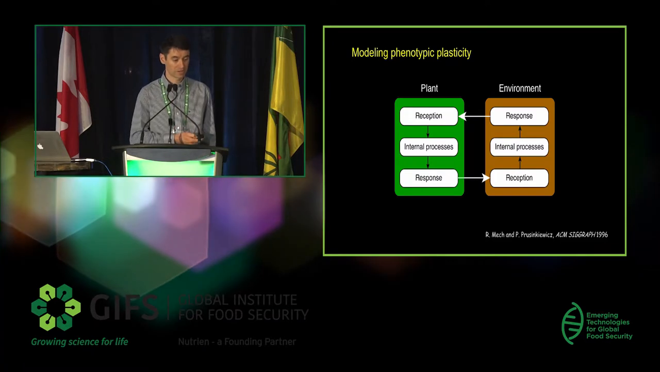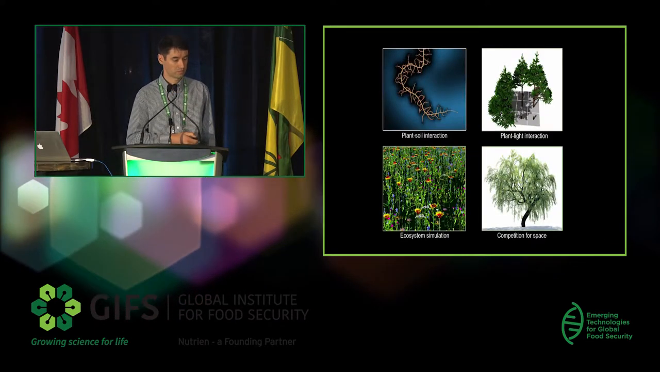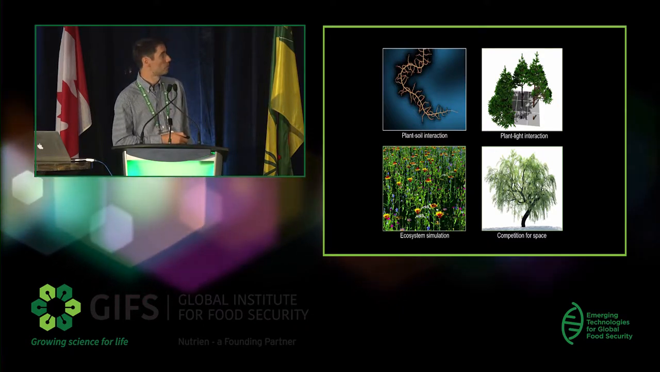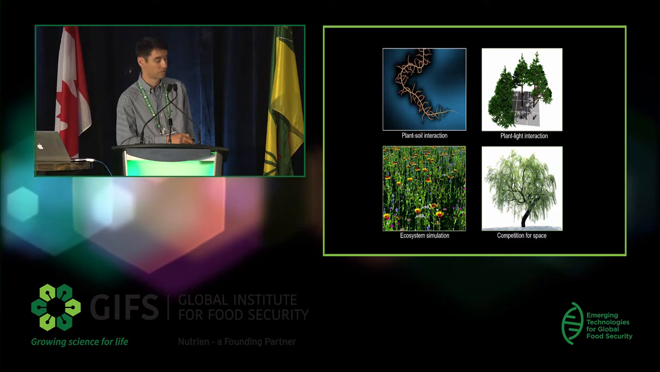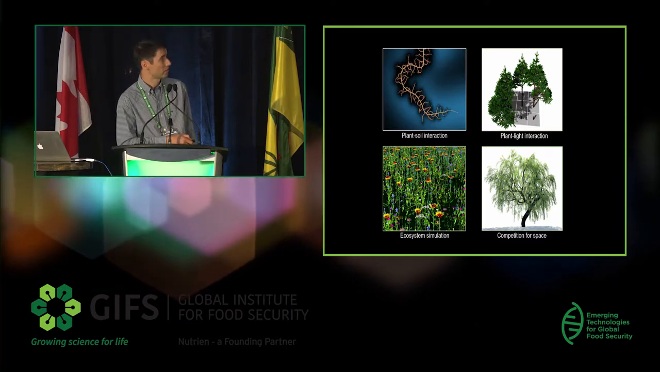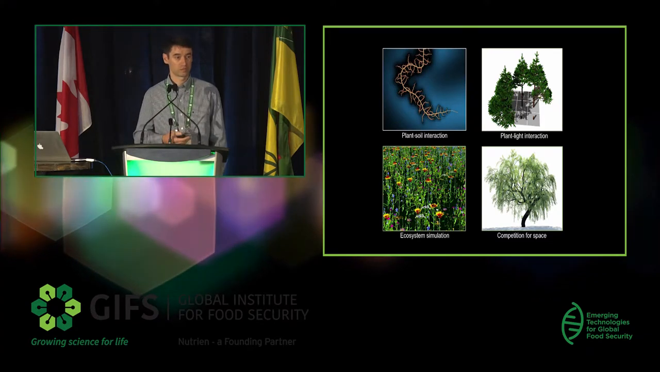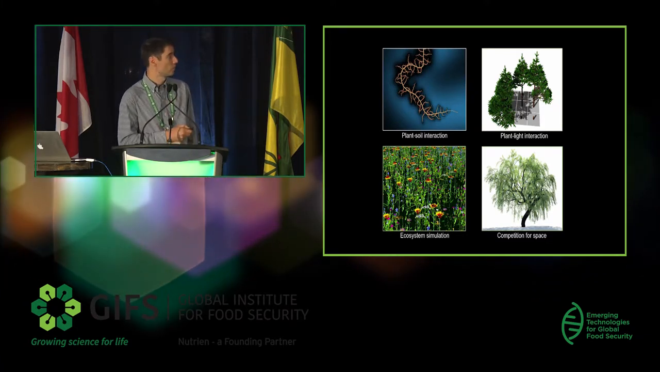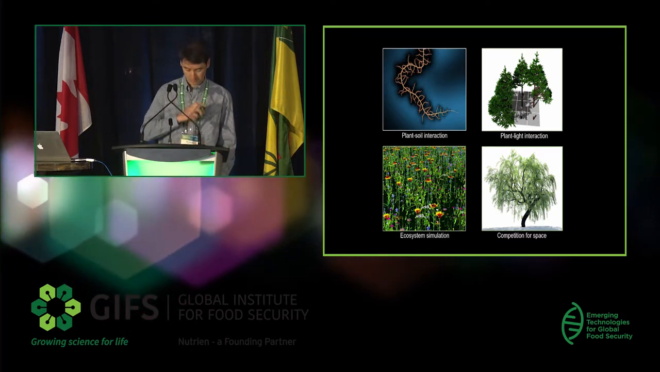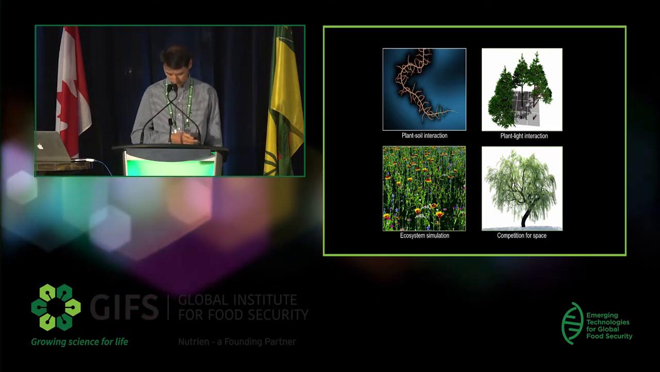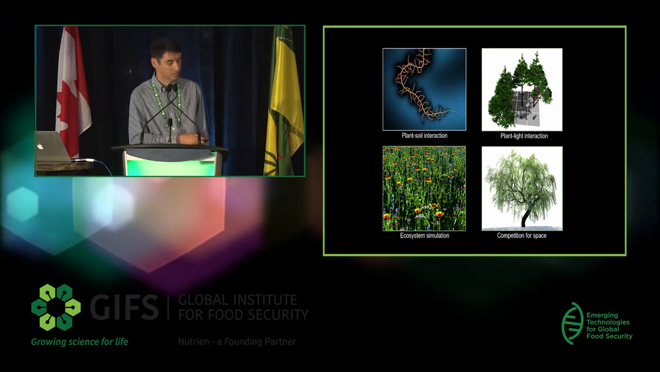There are many different environmental models available in the software, and here are a few examples. In particular, there's a simulation of plant-soil interaction, simulation of plant-light interaction, simulating entire ecosystems like meadows of many different types of plants, or simulating the competition for space, which is important in the modeling of trees. But today I'm going to talk about plant-light interaction.